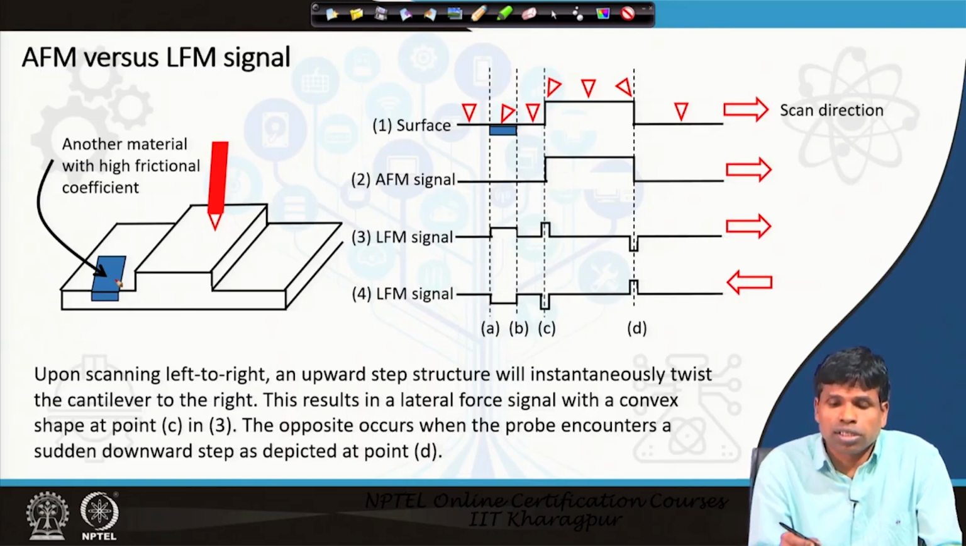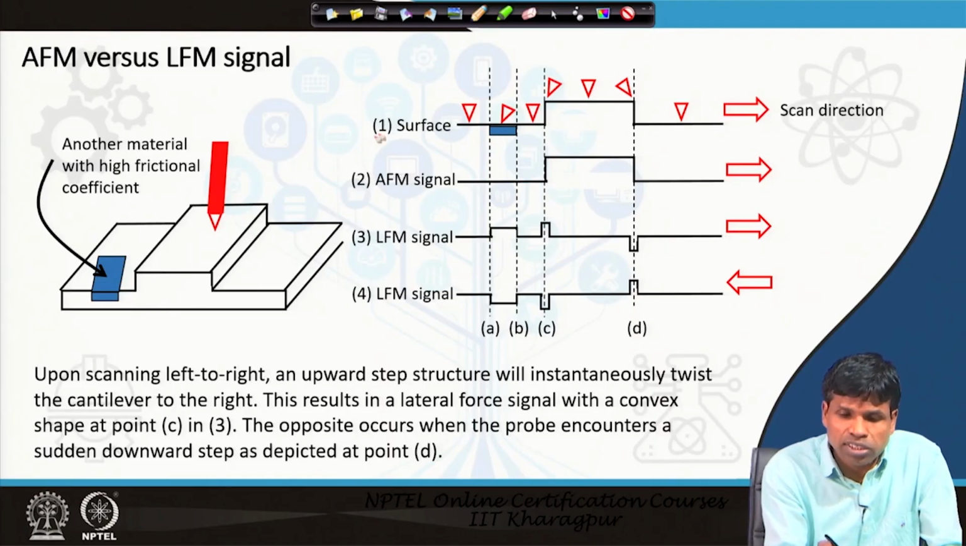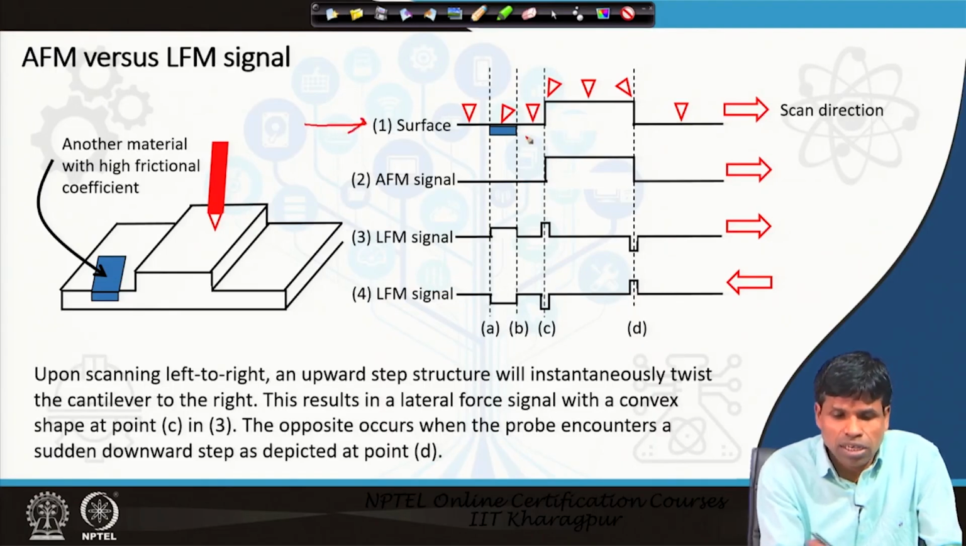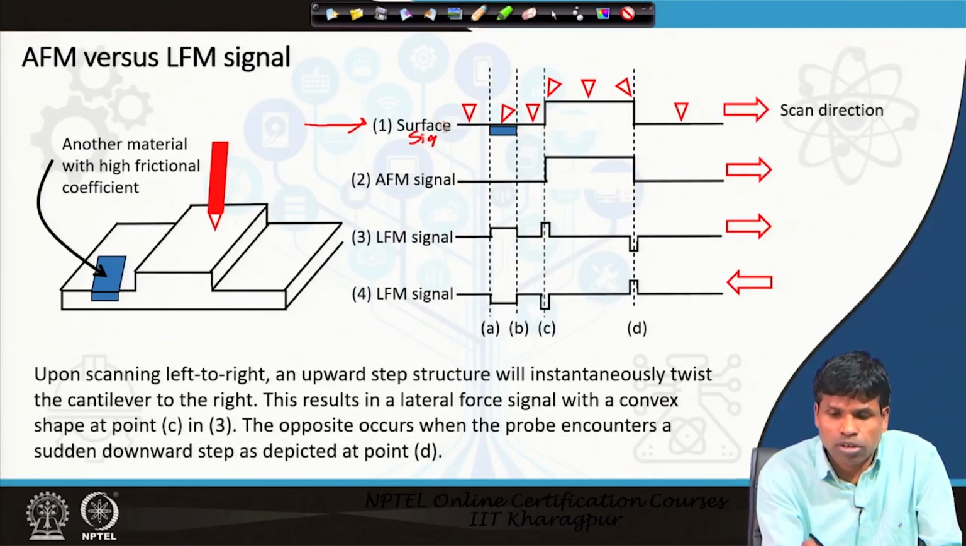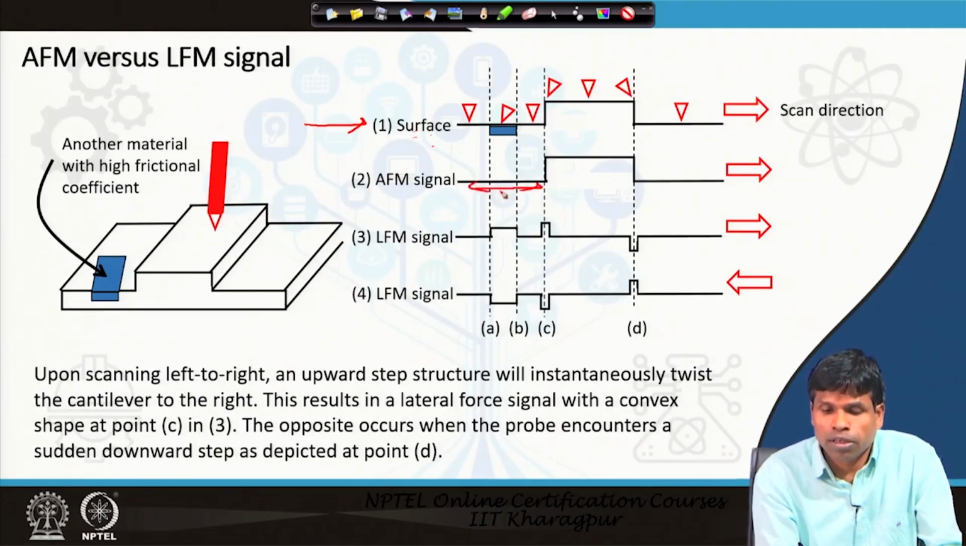and therefore we can get an image due to its frictional properties. Now, you see the surface is like this, we have an upward feature in the middle, and when we do a regular topography image, the height remains the same. As you see in the AFM signal, the height remains the same, so there is no signal here, only a signal comes when there is a height change.